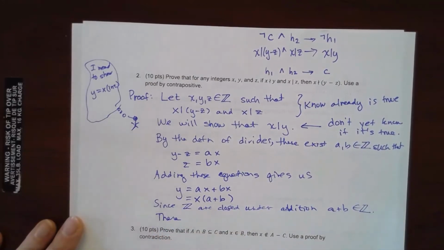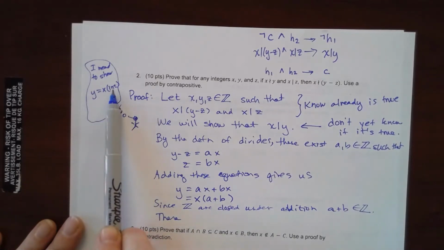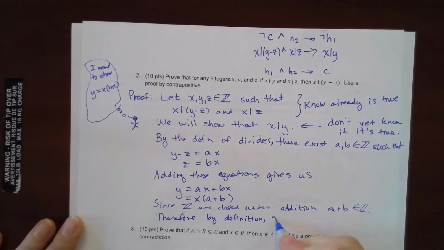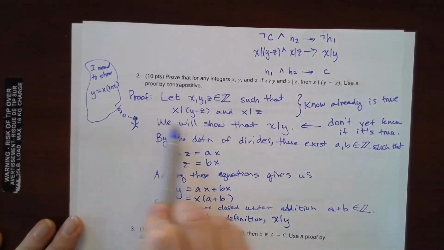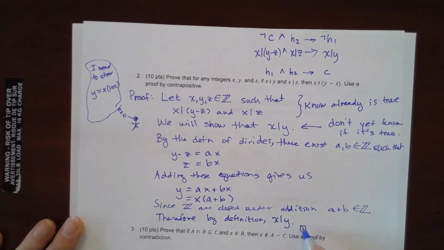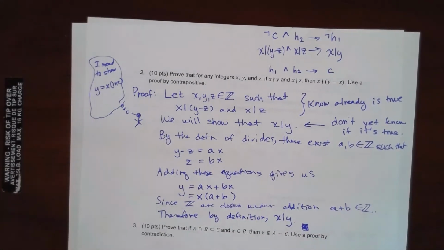And so now I have exactly what my little thought bubble was hoping for. I have y equals x times some integer. And so, therefore, by definition, we know that x divides y. That's what I said I would show, and I just showed it, and that's why I know that I'm done and I can put my little box there.